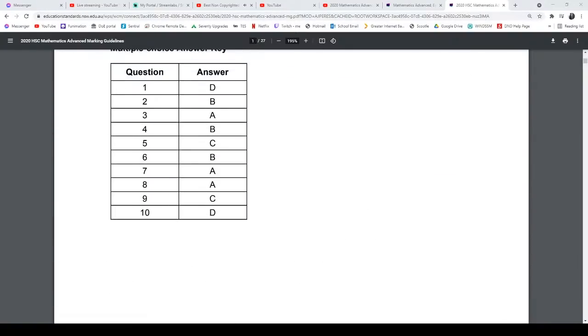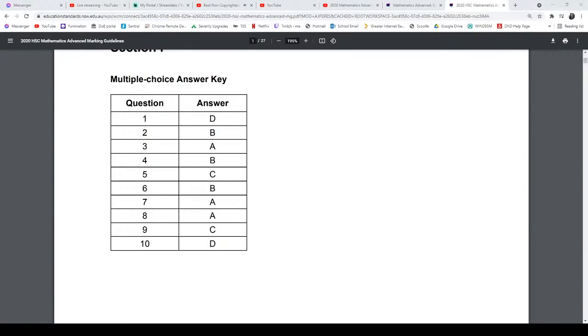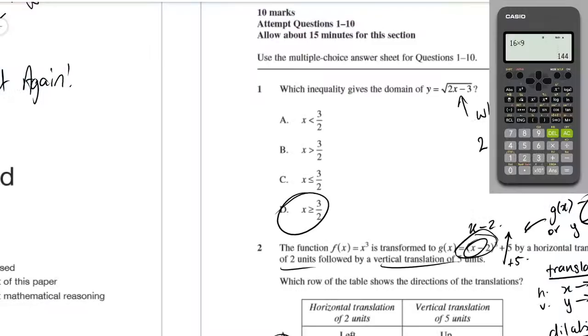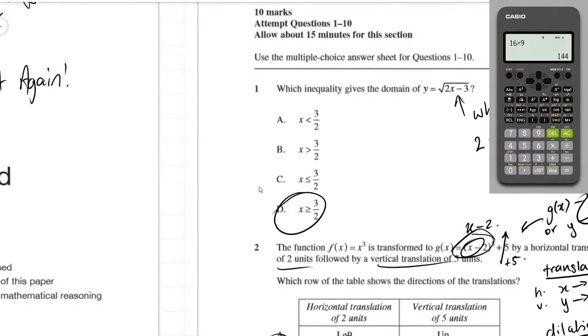Now the multi-choice. So let's have a look at our multiple choice, and we'll see how we went. So this is the criteria. I will just say the answers as we go through them. So I'll switch over to the main screen so you guys can see.